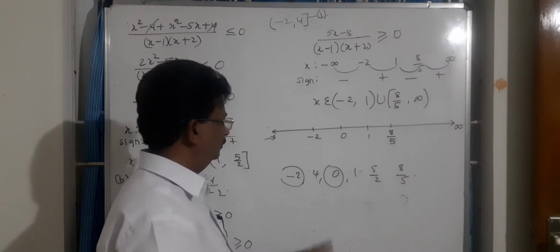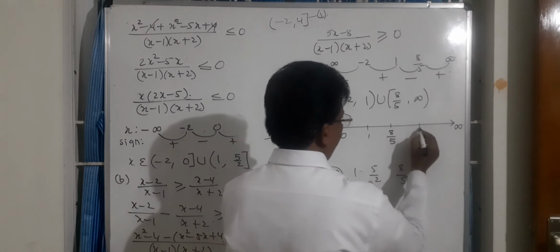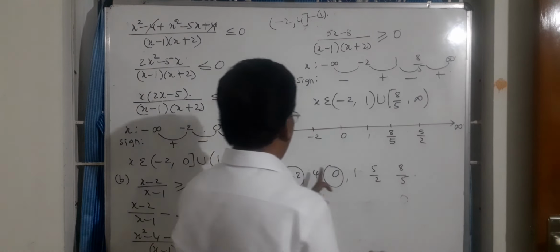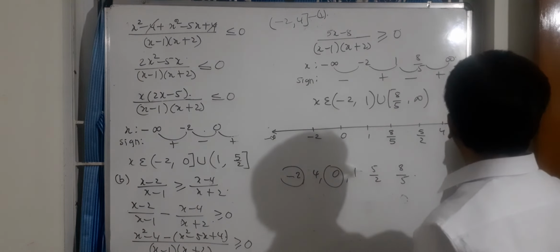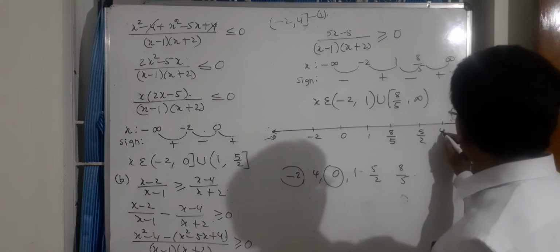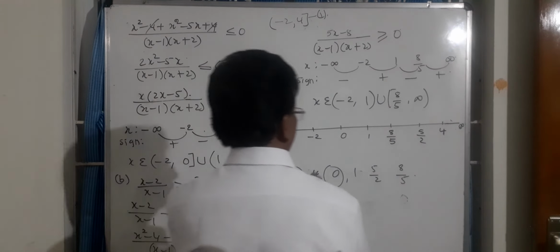Next 5/2, 2.5. 5/2 is 2.5. Next finally 4. Up to infinity. Last number infinity. Okay.